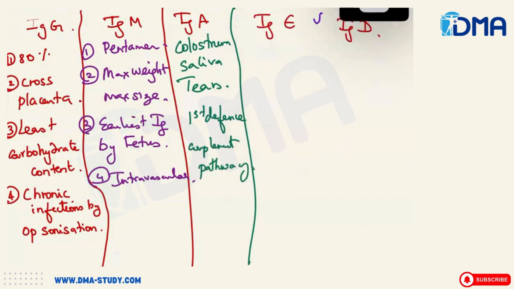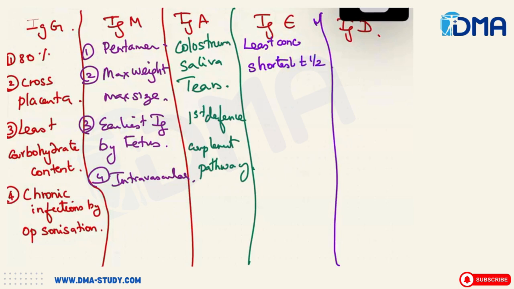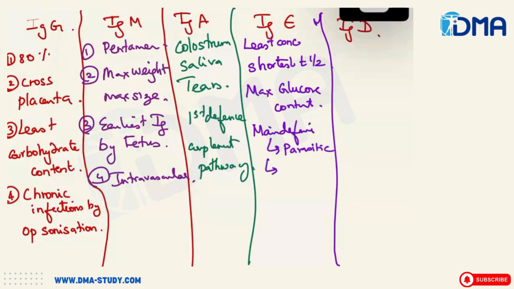Okay, then IgE. IgE has the least concentration in the body and the shortest half-life. Maximum carbohydrate content will be there in this IgE. It is the main defense against parasites, and it is also involved in anaphylactic reactions. Okay. And it is heat labile.